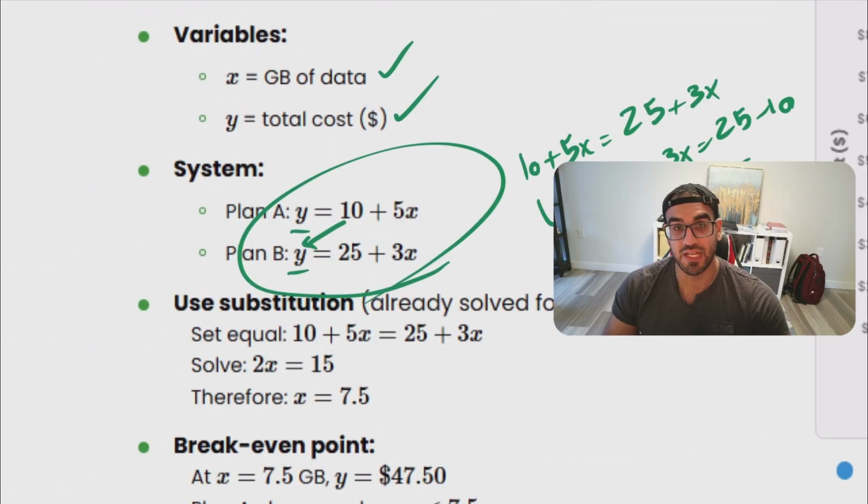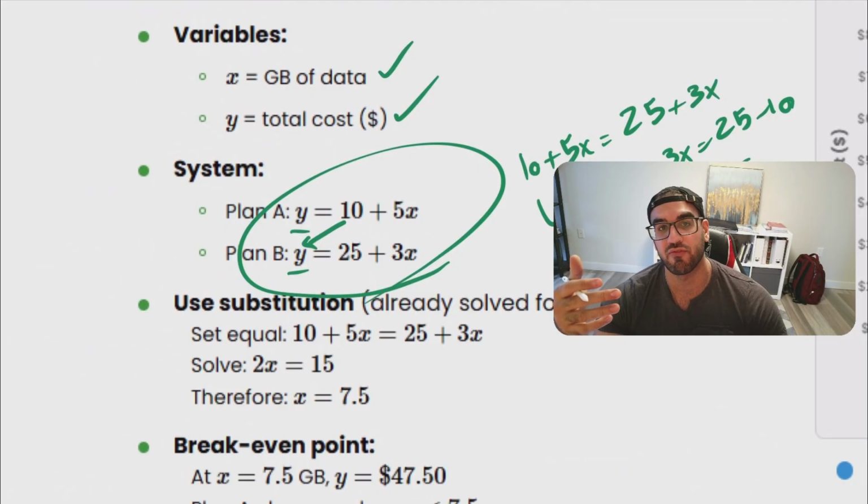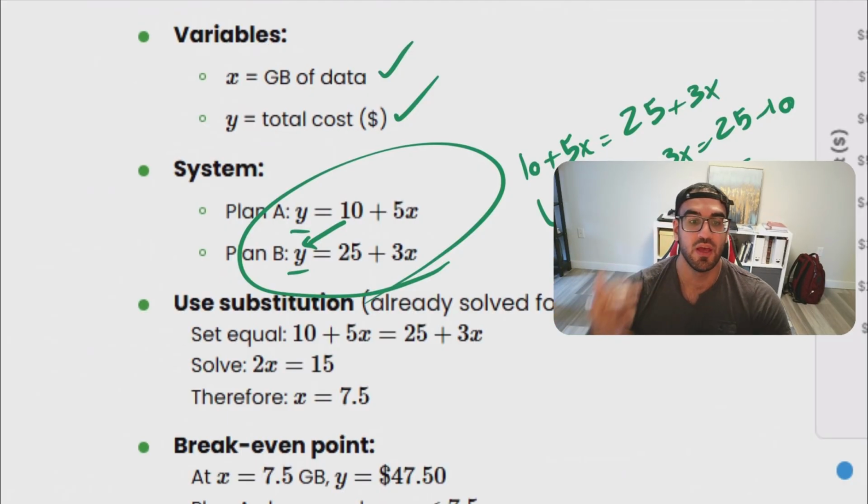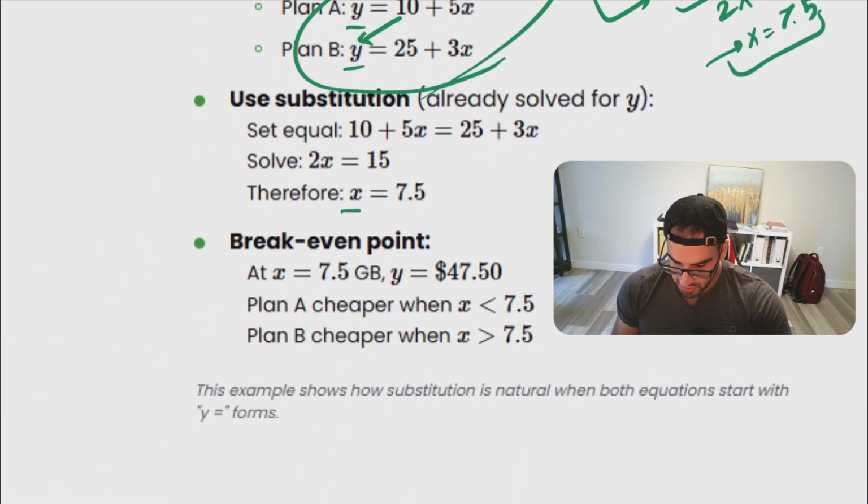So what does that mean? It means that after using 7.5 gigabytes, both of these two lines are going to intersect. So here's the question: what is the specific amount of money I have to pay after 7.5 gigabytes, which is going to be the same for both of them, right? The only thing I have to do is put this number inside both of those equations, and I get $47.5 at the end.